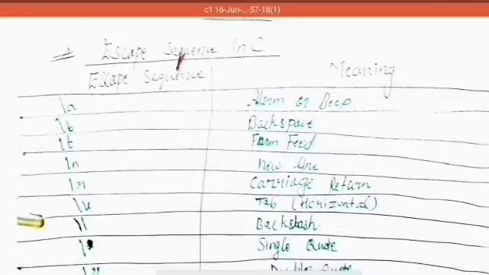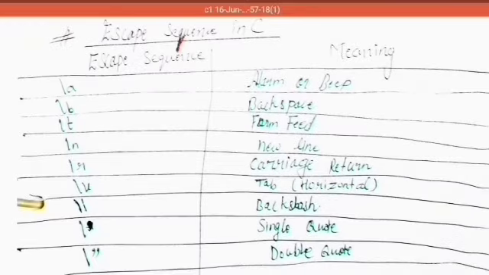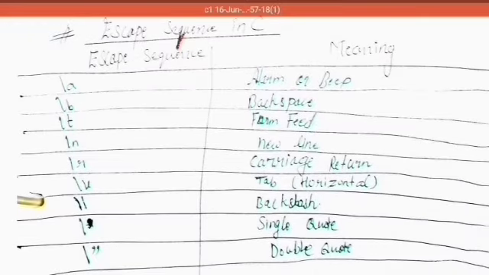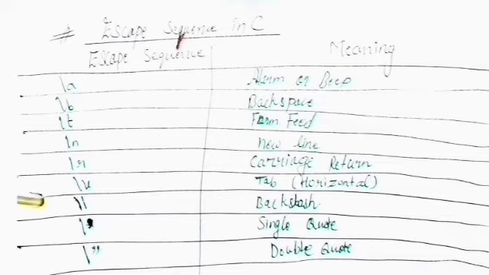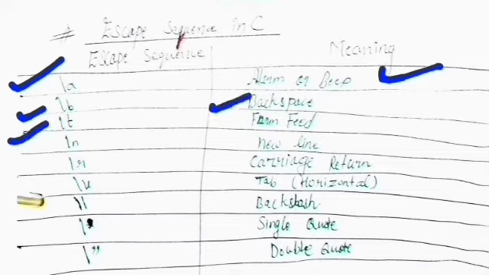Now here we discuss some escape sequences in C. Escape sequences like \a, \b, \n, \t and so on. So what is the meaning of these escape sequences? First, \a means alarm or beep, \b means backspace, \f is form feed, and \n is new line.